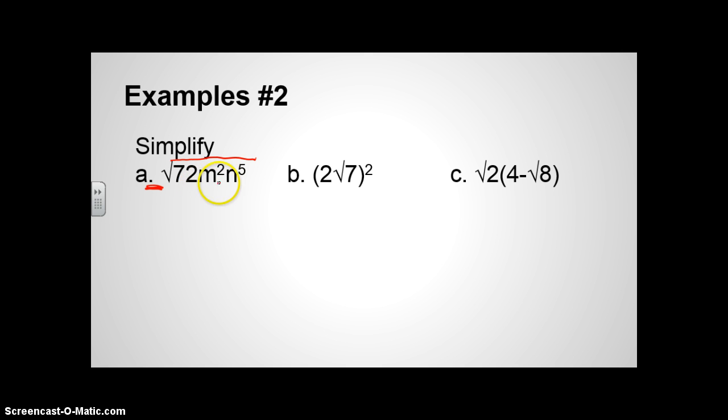Well, m squared is, because if I were to take the square root of m squared, I would just be left with m. So I'm going to take this m and pull it out and put it in front of the radical sign. So here we have m. Inside the radical sign, we still have 72 times n to the 5th.